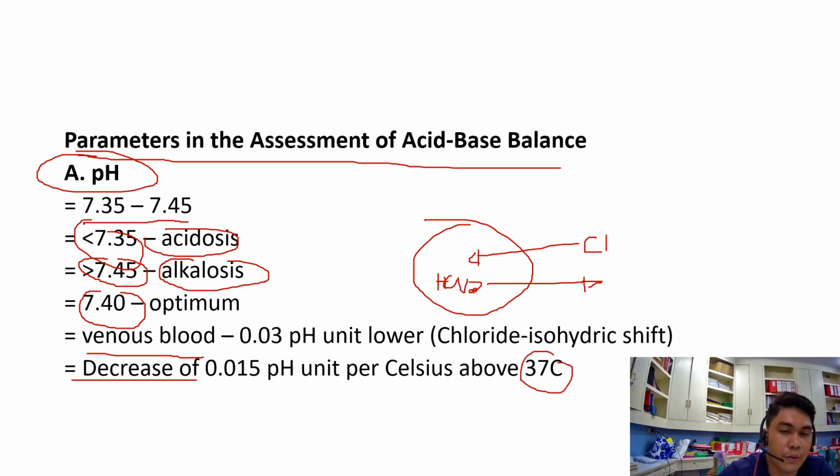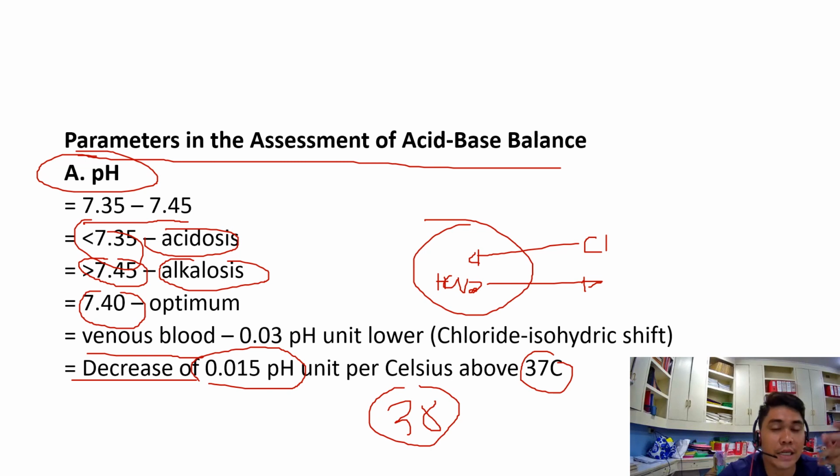There is a decrease of 0.015 pH unit per degree Celsius above 37. If you have fever, for example 38 degrees Celsius, then per degree Celsius above 37 you have a decrease of 0.015 in your blood pH. So the effect of fever is acidosis, because of the increase in the rate of metabolism. Increased metabolism increases the concentration of metabolites, and the byproducts of metabolism are usually acidic substances. That's why blood pH decreases when body temperature increases.